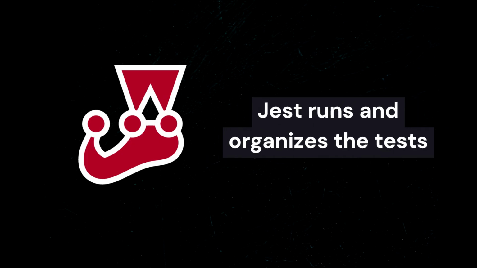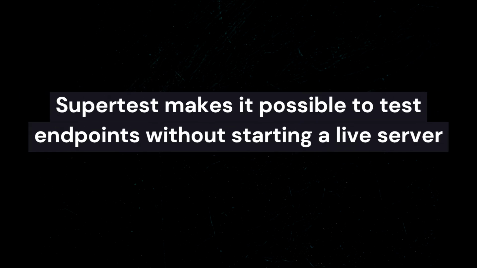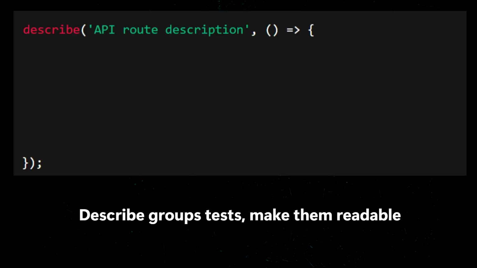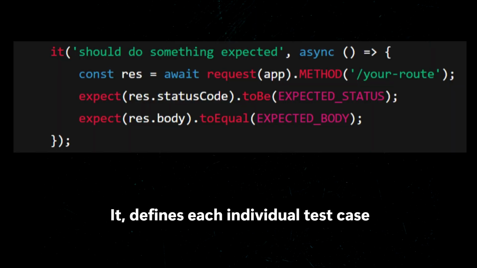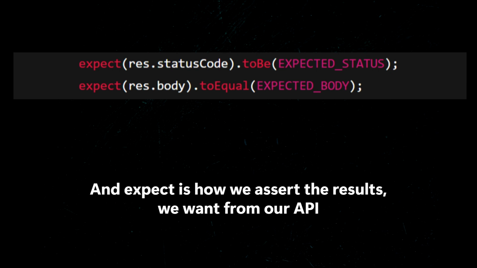So to summarize, Jest runs and organizes the tests. Supertest makes it possible to test endpoints without starting a live server. Describe groups tests and makes them readable. It defines each individual test case, and expect is how we assert the results we want from our API. We have already explored front-end testing with React, which you can watch in this video.